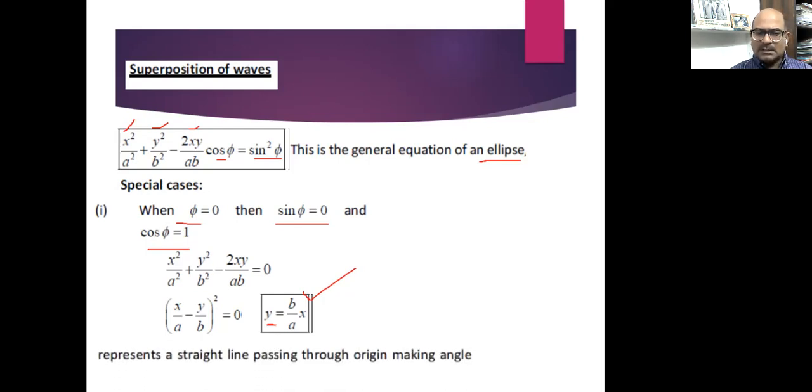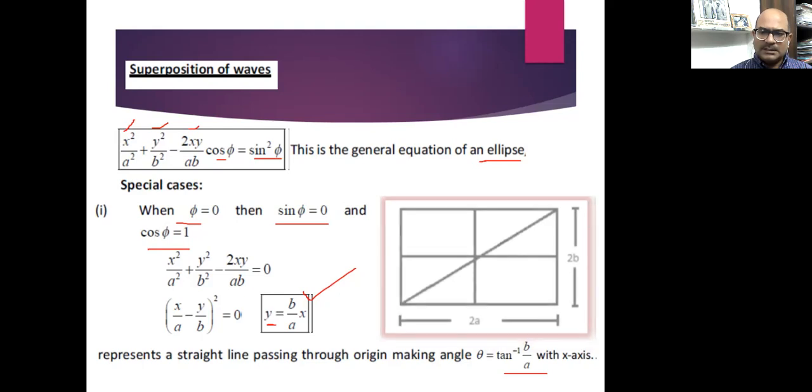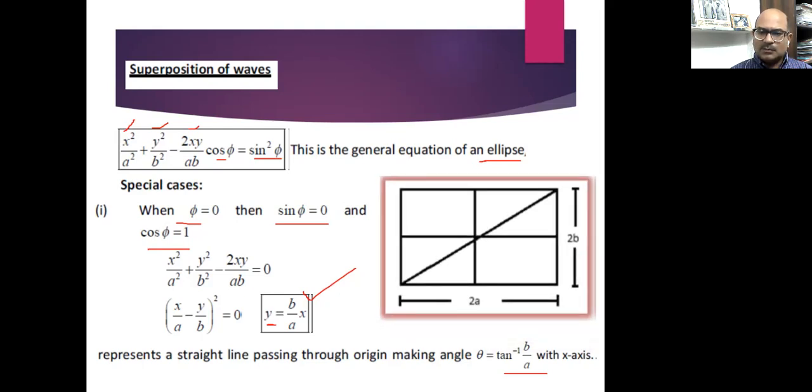So it is actually a line passing through the origin, making an angle theta equal to tan inverse b by a with the x-axis, in the positive direction. Suppose this is the origin. So this line will pass through the origin and we'll have some angle with the x-axis. The angle theta is equal to tan inverse b by a.